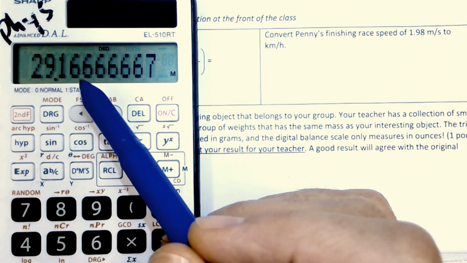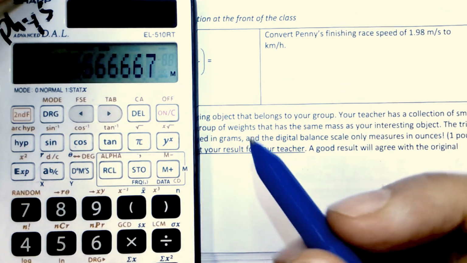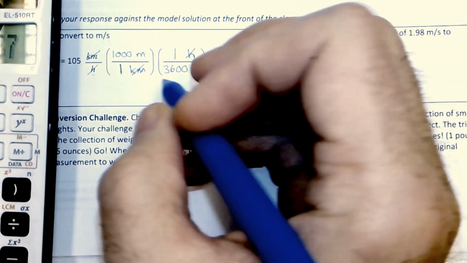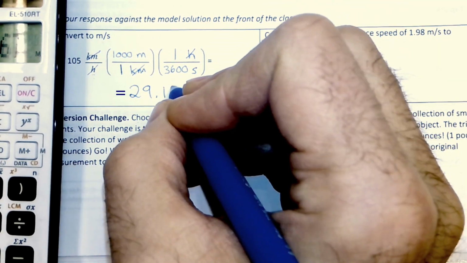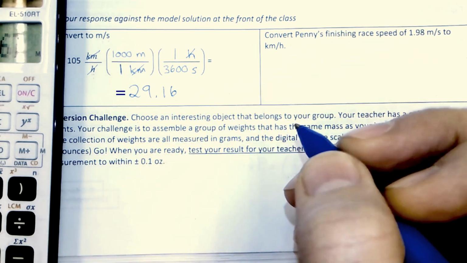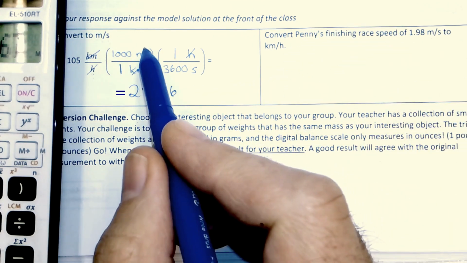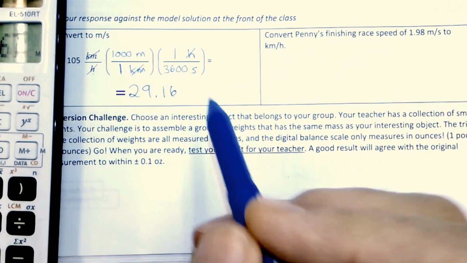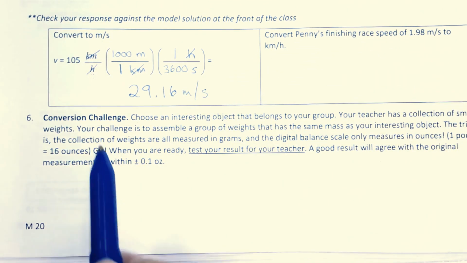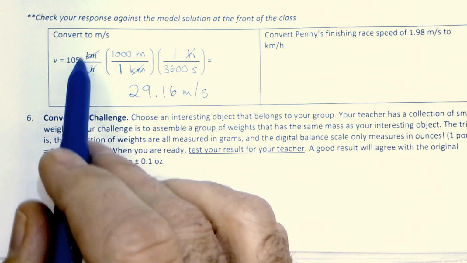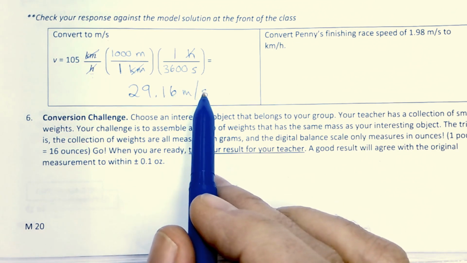So in our calculation steps, we don't worry about rounding. So we'll write our final answer here, 29.16. The rest of the digits are cut off, and the units that we're left with, meters divided by seconds. And so now we've converted kilometers per hour to meters per second.